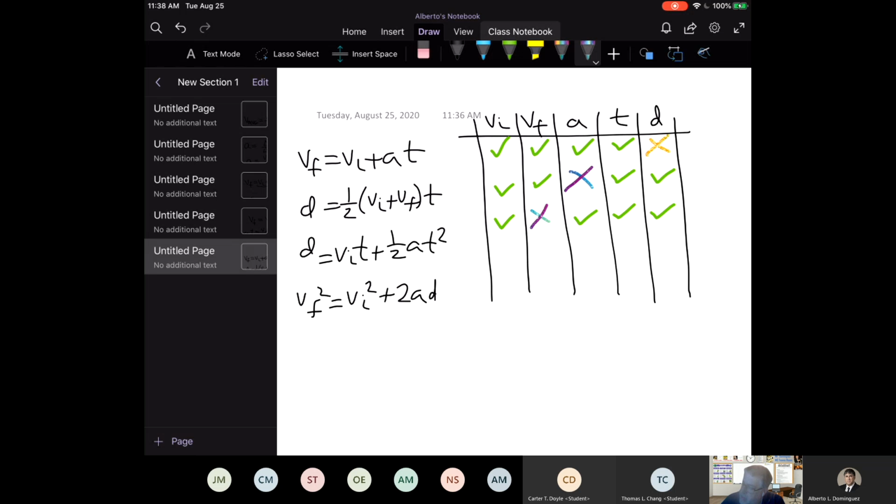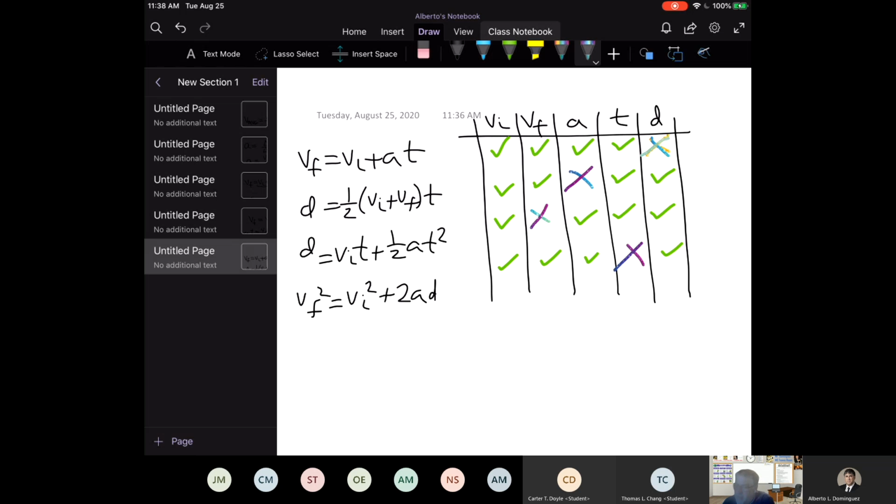And then this fourth one has V initial, V final, A, and D, but it has no time. Okay? So you'll notice there's a pattern. There's one that doesn't have D in it. There's one that doesn't have A in it. There's one that doesn't have VF in it. And there's one that doesn't have T in it.